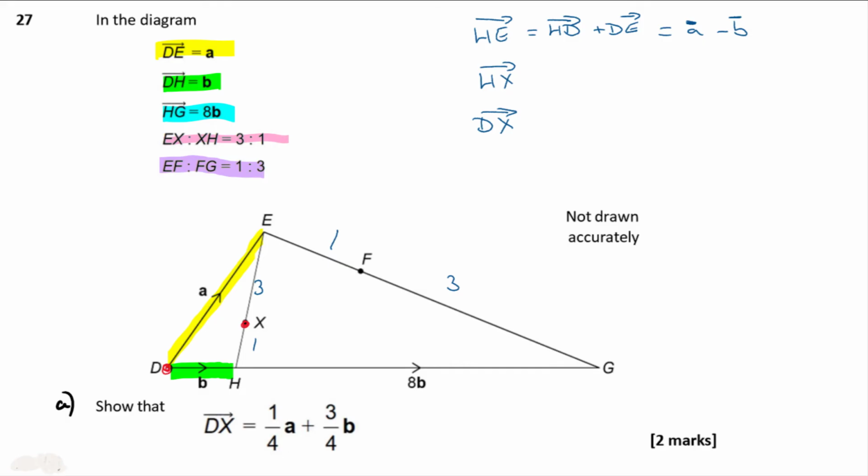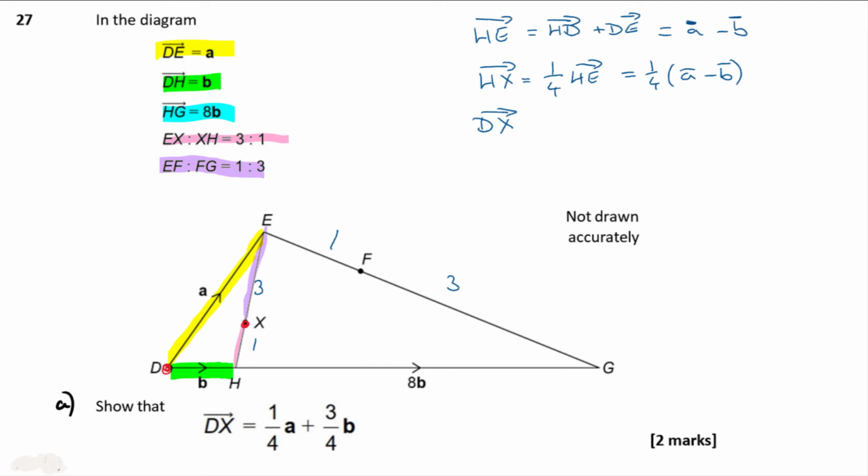Let's do H to X next. H to X is a fraction of H to E, isn't it? Now, if H to X is one part to every 3 parts we've got on the other side, then H to X is a quarter of H to E, isn't it? Because 1 plus 3 is 4. So it's 1 part out of 4 parts of the distance from H to E. So HX, I'm going to say, is 1/4 of H to E. Now I just found H to E. It was A minus B. So H to X is 1/4 of A minus B. Okay, doing good, doing good.